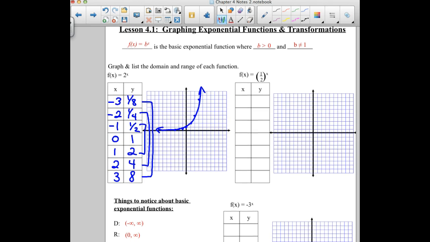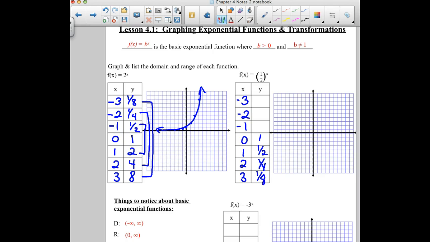All right. Our second one, we are taking 1/2 to the x power. Again, let's start with -3 to +3. All right. 1/2 to the 0 is 1. 1/2 to the first power stays 1/2. 1/2 squared would be 1/4. 1/2 cubed, you cube the 1 and the 2, we get 1/8.